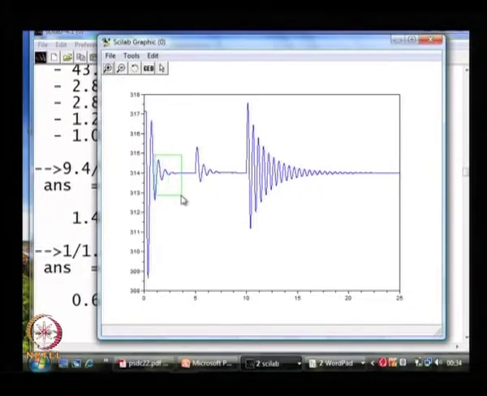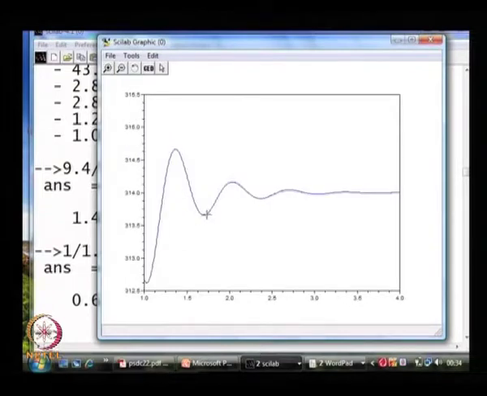So, is it actually true? Look at it again. Yeah, this is around 1.56 and this is roughly 2.4. So, that is near about 0.7 to 0.8 seconds. So, actually what we are getting through eigen analysis is in fact quite accurate.